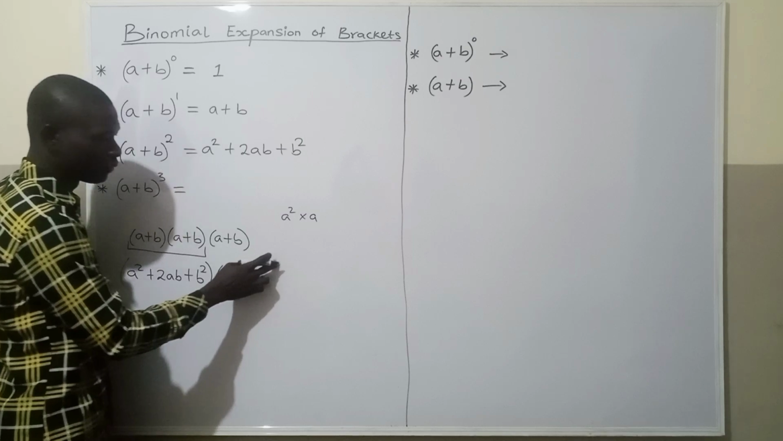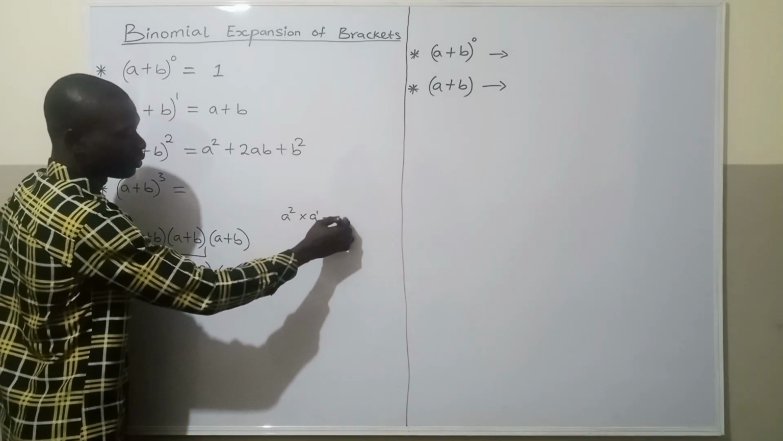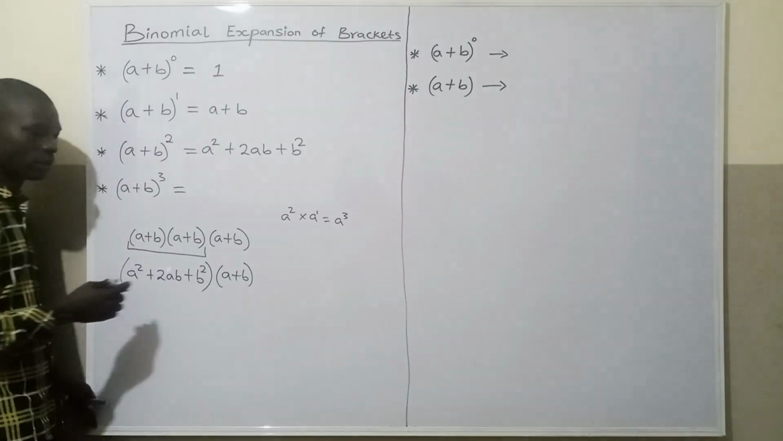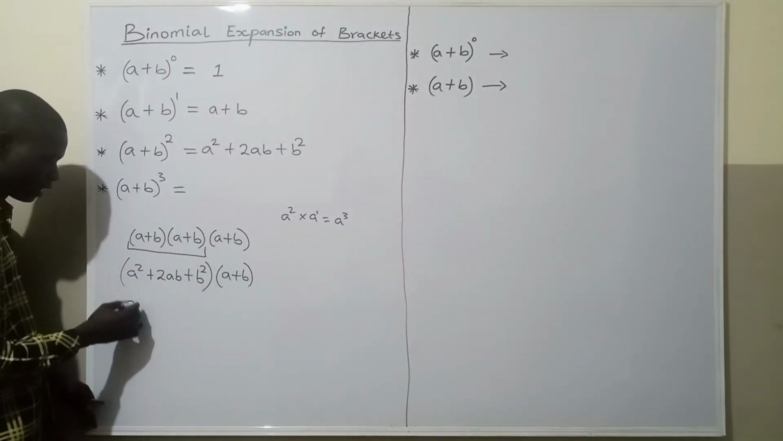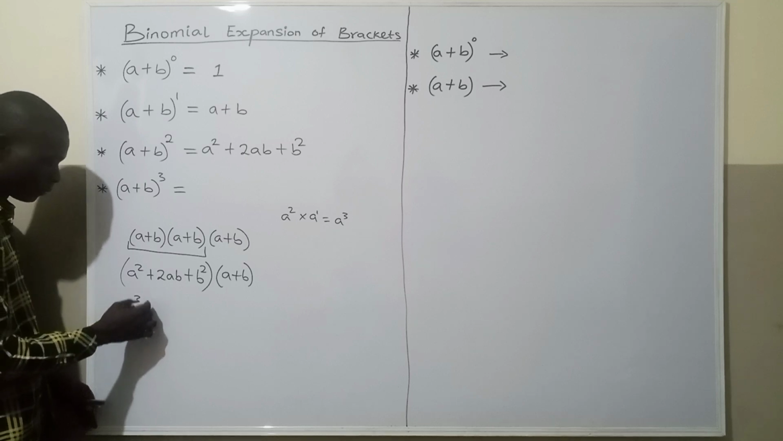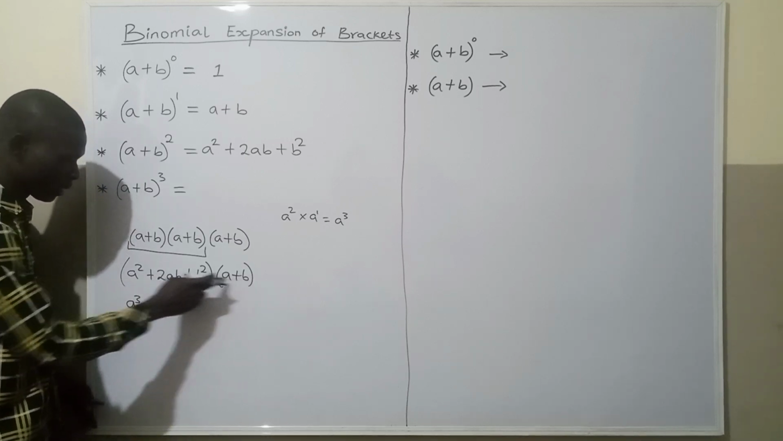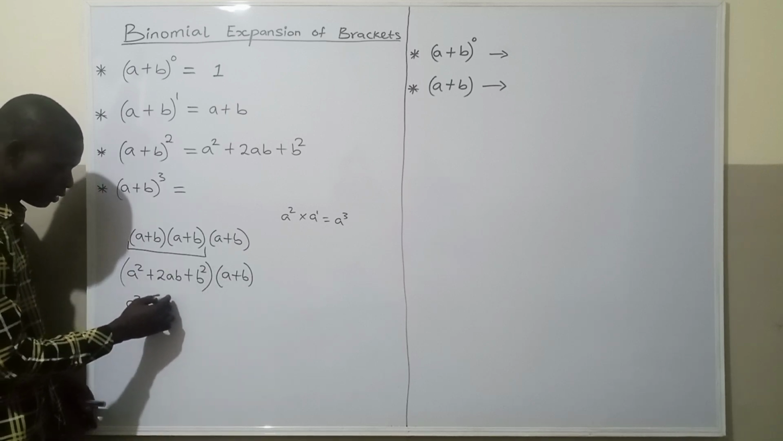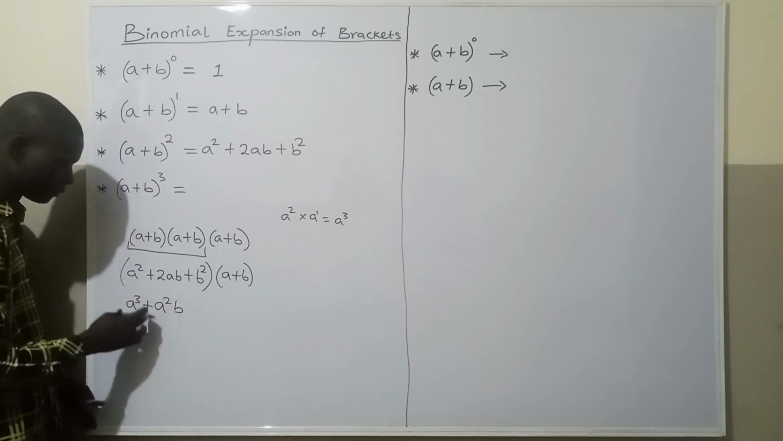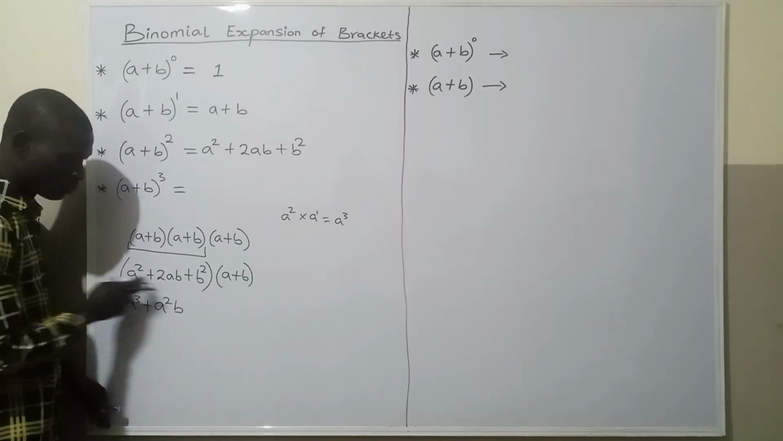So we have a squared multiplied by a. According to the law of indices, when there is no power on it, it is assumed to be power 1. And that's going to be a cubed. So a squared multiplied by a is going to be a cubed. And then plus, the next one is a squared multiplied by b, that's going to be a squared b. Now we're done with a squared multiplying this content.